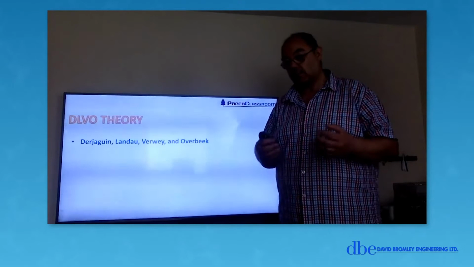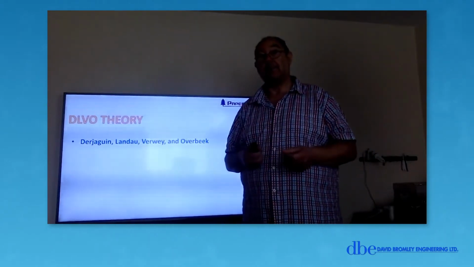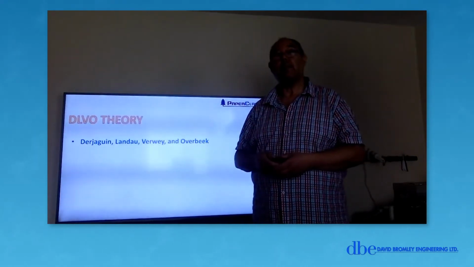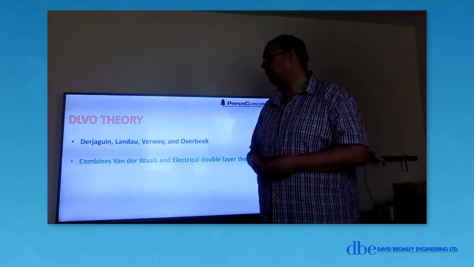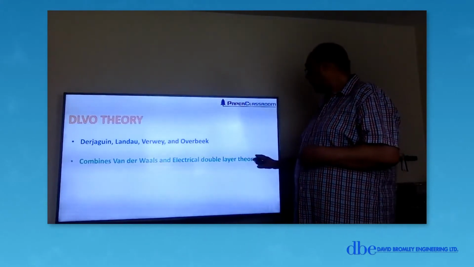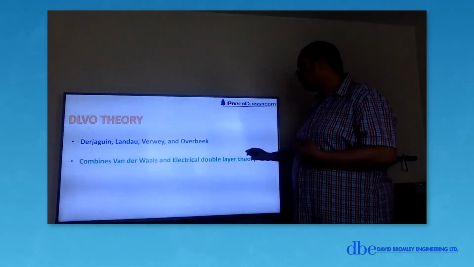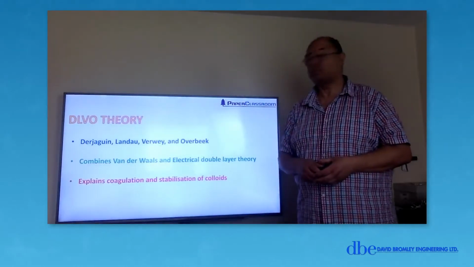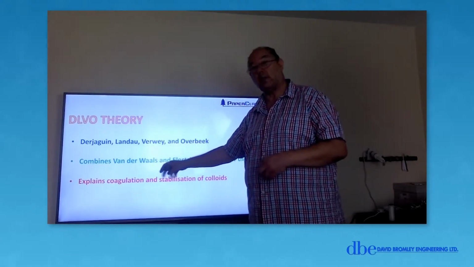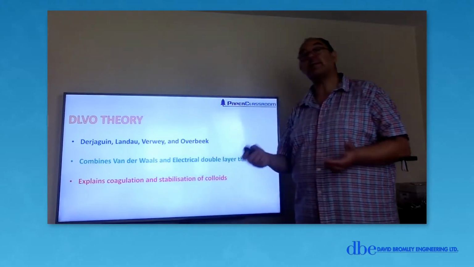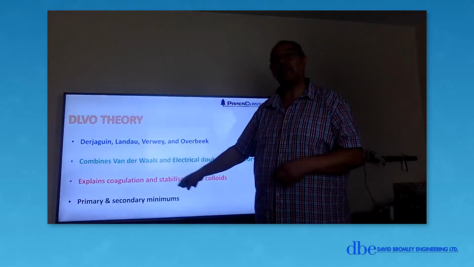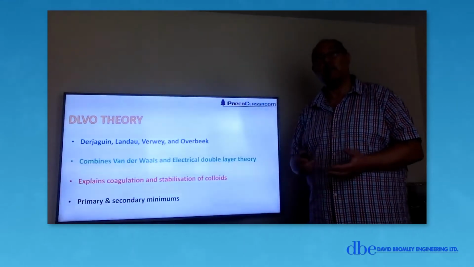It's all about summing together, at molecular level, molecular forces of attraction and molecular forces of repulsion and seeing what the net effect is. Quite simple really. So it combines van der Waals forces of attraction and the forces of repulsion that we defined in the electrical double layer. And this theory explains coagulation of colloids, and it explains the stabilisation of colloids. And we can also identify what we call the primary and secondary minimum of colloidal systems.